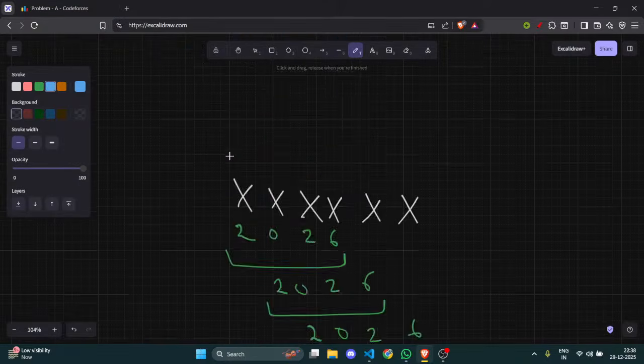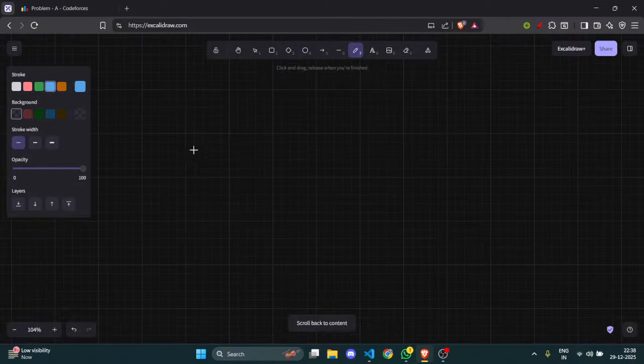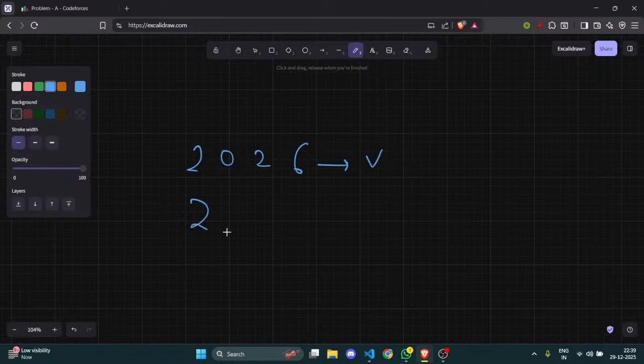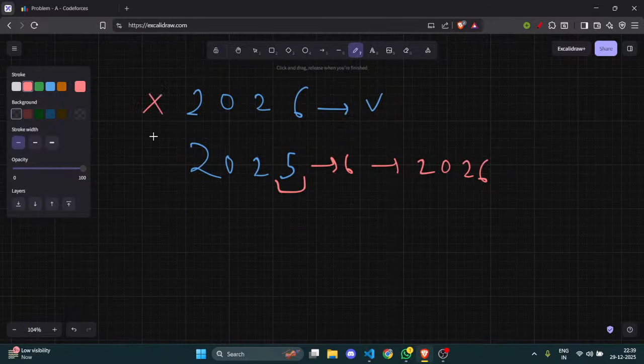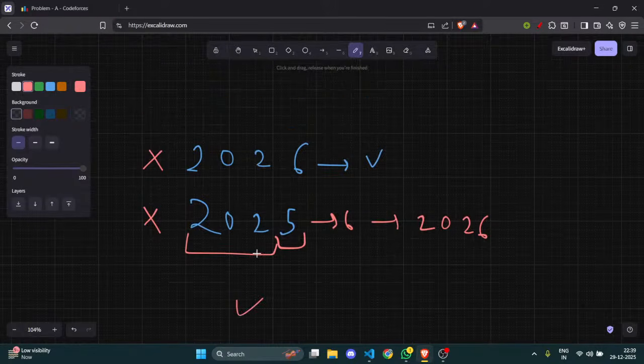So another thing we can probably notice is that if the string already contains 2026, it is already good. But if the string contains 2025, we require just one operation. That one operation is changing 5 to 6, so this would become 2026. And if it doesn't contain 2025, then the string is already good because of the second condition.